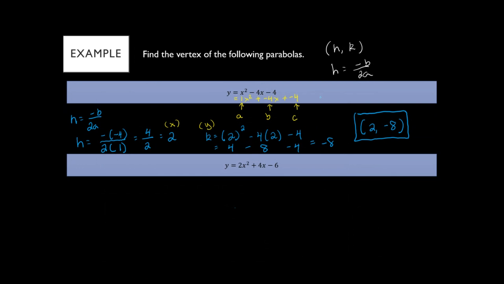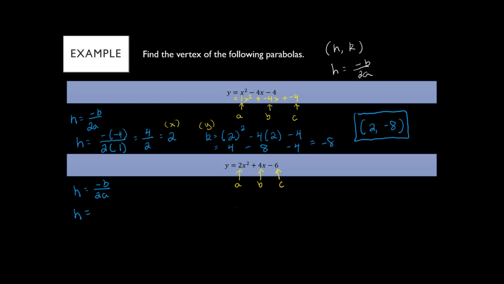So let's look at this second example here. We've got y equals 2x squared plus 4x minus 6. So a is 2, b is 4, and c is negative 6. So we're going to do the same thing that we did on the first example. We're going to find h. So it's always good practice to write down the formula first. h equals negative b over 2a. And then plug in your numbers.